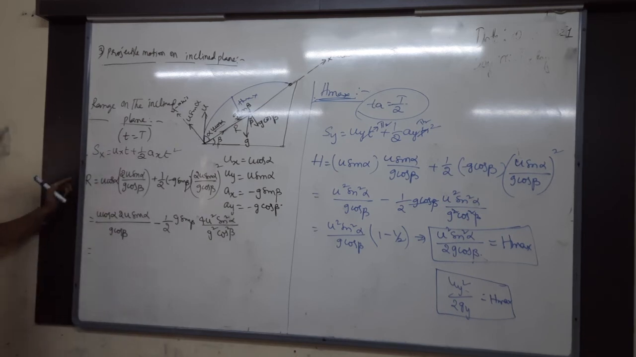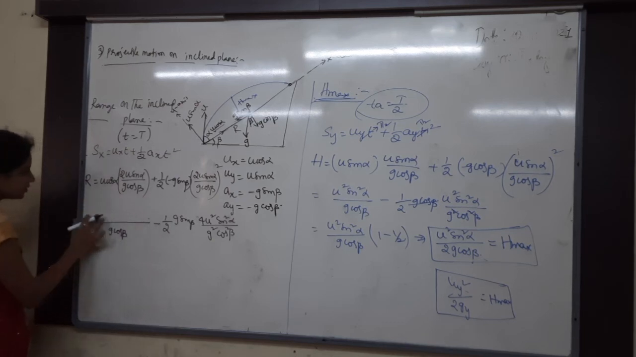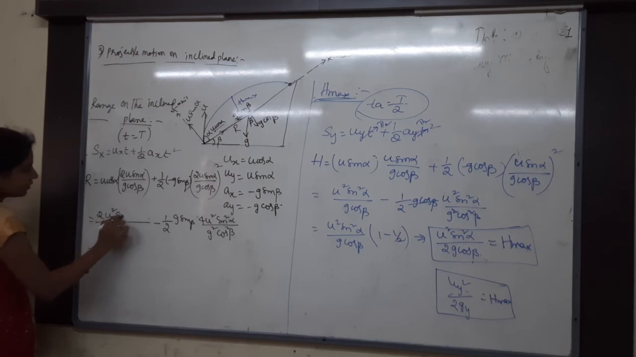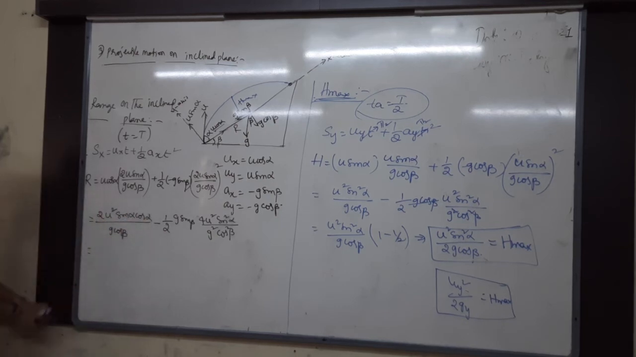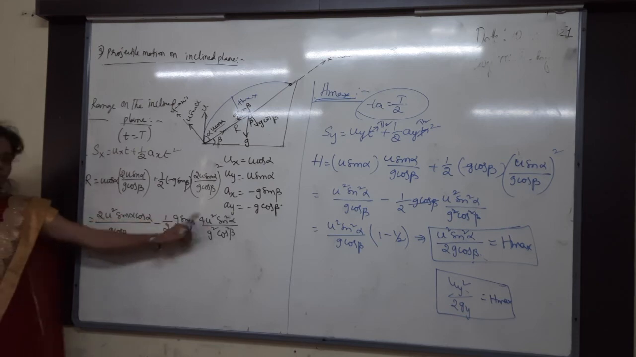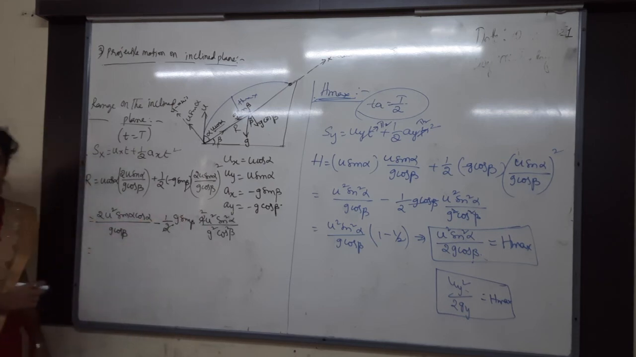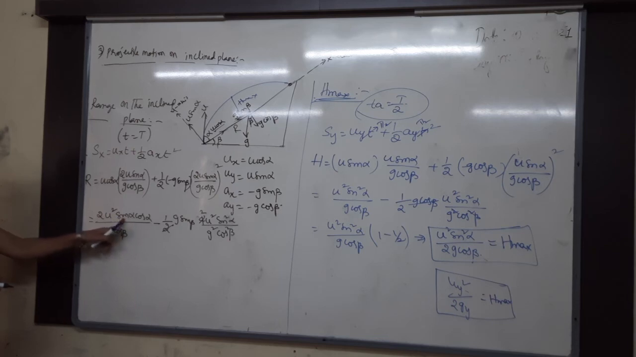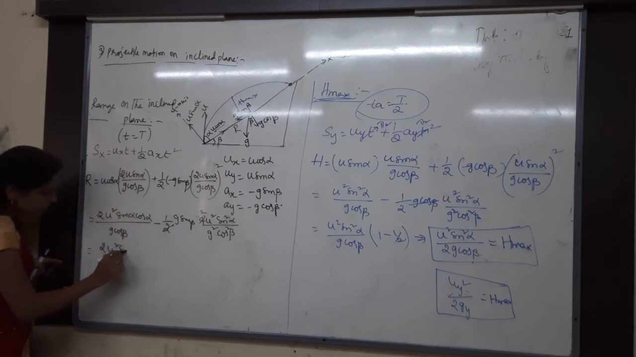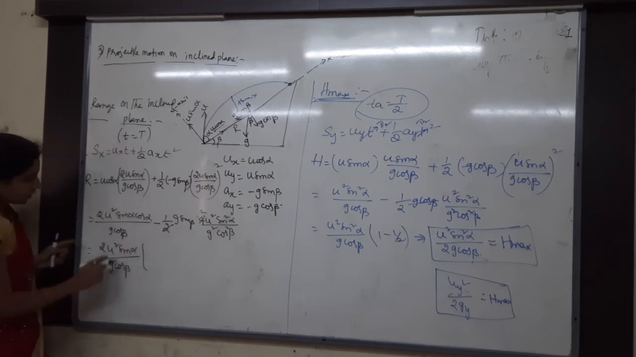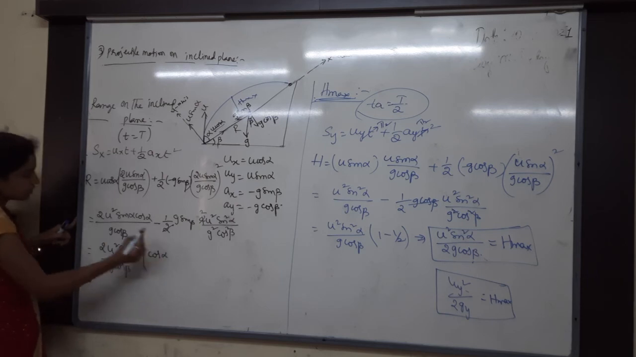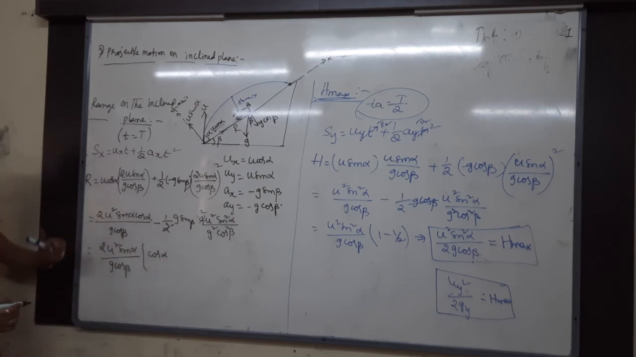Now, in both the terms, what is common? You can take u square common, so that simply I will take it as 2u square sin alpha cos alpha. In both the terms, u square is common. Of course, 2 is also common, and sin alpha is common, and also g cos beta is common. Let me take that outside: 2u square sin alpha by g cos beta. That's it. And then what is remaining here? Cos alpha is remaining. Everything has gone outside, only cos alpha is remaining.